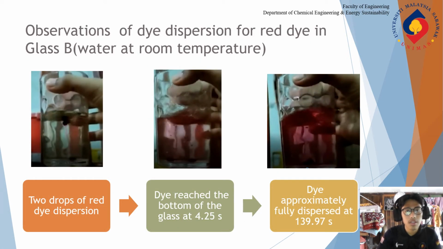For glass B, which is water at room temperature. Okay. The first figure is the two drops of red dye dispersion, and the second figure is first dye that reached the bottom of the glass at 4.25 seconds, and the third figure is when the dye is approximately fully dispersed at 139.97 seconds.